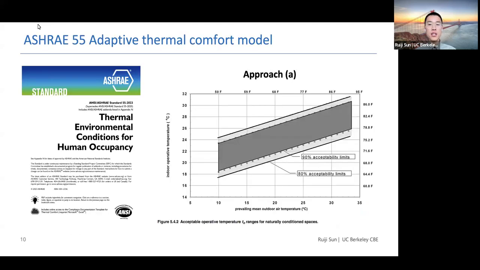Approach A is the most common one people use for developing adaptive comfort models, including the ASHRAE Standard 55. However, approach B is more aligned with adaptive comfort theory. And currently, we are using approach B on the larger ASHRAE Global Thermal Comfort Database II, and we find that the resulting adaptive comfort model is quite different from the one in ASHRAE 55.